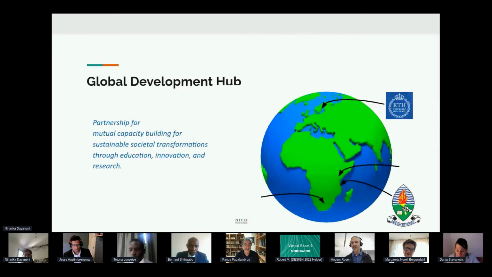This was initiated by KTH, but we see it as a completely mutual collaboration between these partners. Now, some logos have disappeared here in the picture, but there should also be Strathmore University in Kenya. You see the logo from University of Dar es Salaam and Both University. So it's initially these four universities collaborating on education, innovation, and research.